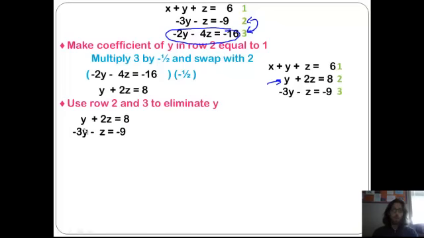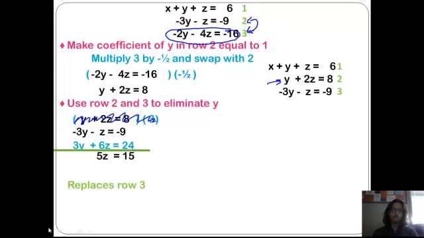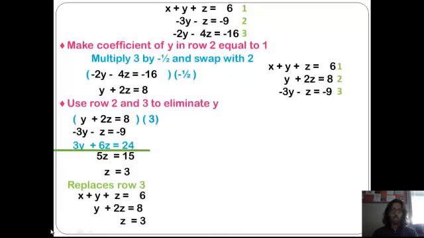Now I'm going to use row 2 to eliminate row 1. So I have my row 2 here. If I want to eliminate row 1, I need to multiply by 3. Again, you're going to forget about this. We're just using it as a tool. When I add these up now, I'm left with 5z is equal to 15. Okay. z equals 3 is going to replace row 3.